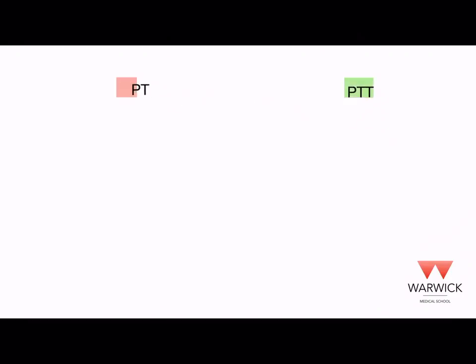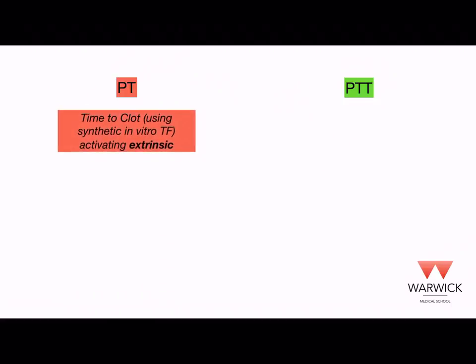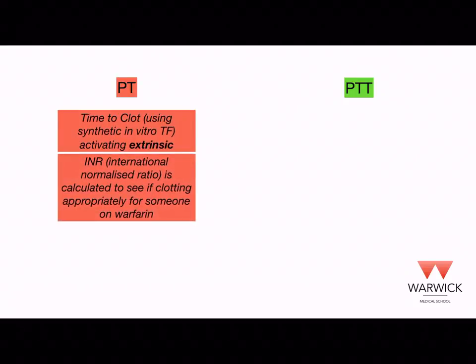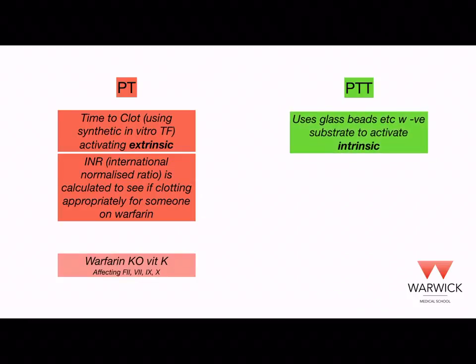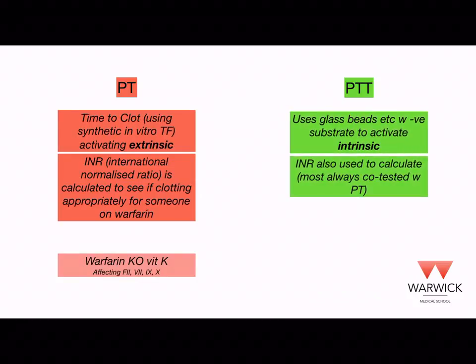Yep. So, PT and PTT. PT, prothrombin time, is the time to clot using synthetic in vitro tissue factor, activating the extrinsic pathway. We use the INR, the international normalized ratio, calculated to see if clotting appropriately for someone on warfarin. And warfarin knocks out vitamin K dependent factors, which are factors 2, 7, 9, 10. Now your PTT uses glass beads, etc., a negative surface to activate the intrinsic pathway. INR is also used. Yeah?